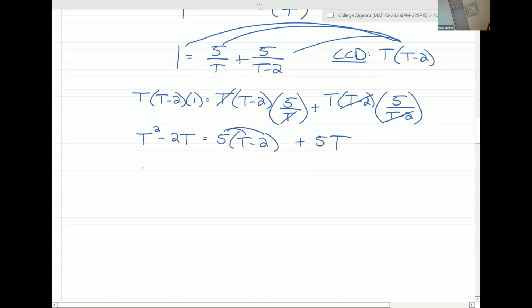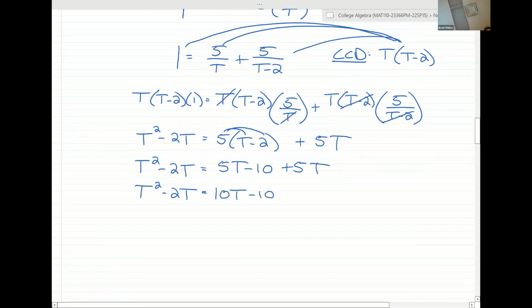Make it equal to 0. So this will be t squared minus 2t is equal to 10t minus 10. Subtracting the 10t, adding the 10, we get t squared minus 12t plus 10 is equal to 0.